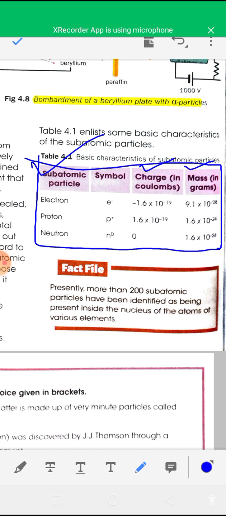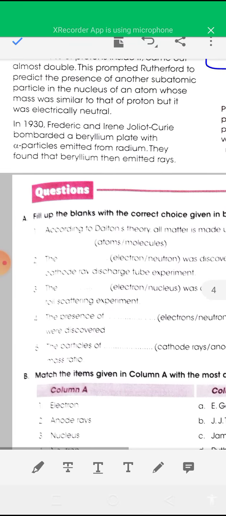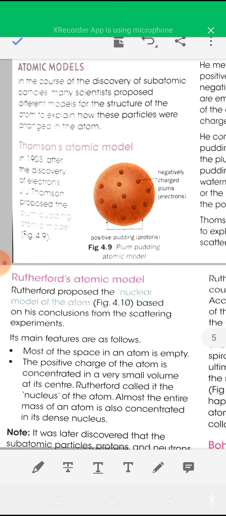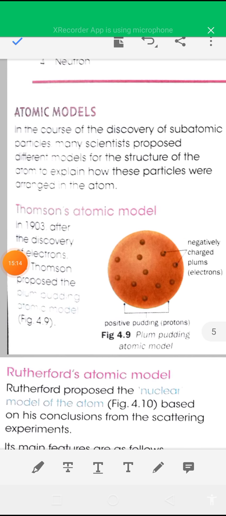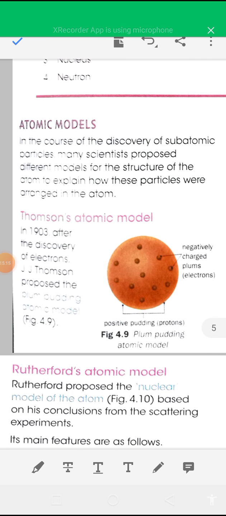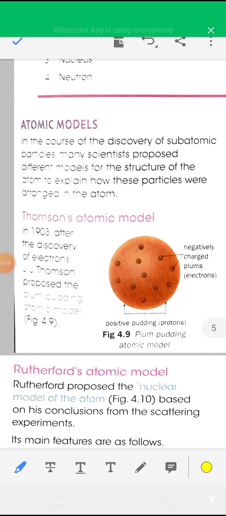The mass of proton is 1.6 into 10 to the power minus 24 grams, and mass of neutron is 1.6 into 10 to the power minus 24, almost the same, but mass of electron is 9.1 into 10 to the power minus 28. So in an atom, three types of subatomic particles are present: proton, neutron, and electrons. Now see atomic models, that is, how these subatomic particles are present in an atom.